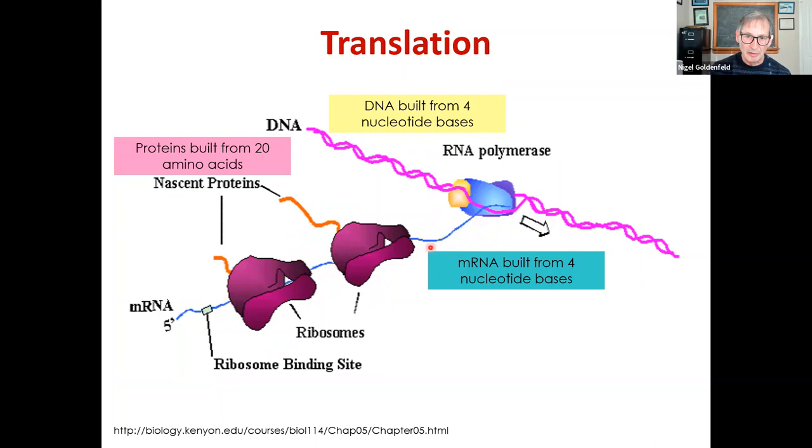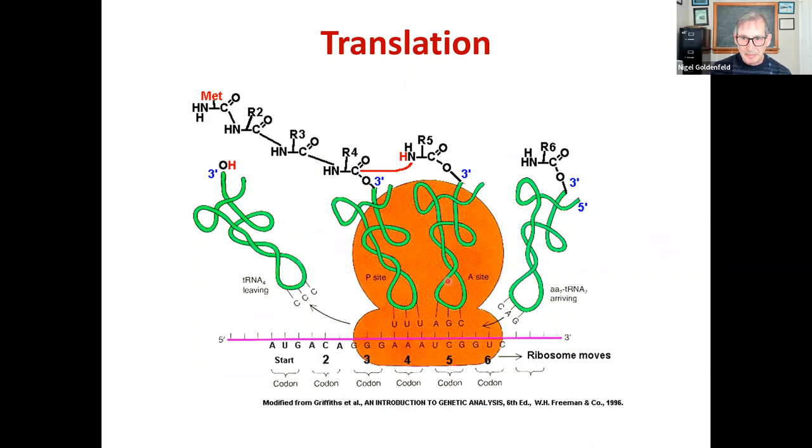These machines called ribosomes then go along the mRNA and spit out the nascent proteins, and the proteins are built from 20 amino acids. So you've got four nucleotide bases and 20 amino acids. The machine, this big machine, moves along the mRNA and reads the bases in groups of three, shown over here, UUU, which is phenylalanine, AGC, and so on and so forth. It somehow manages to get the right amino acids, strings them together onto the emerging protein, and that's how your body makes proteins.